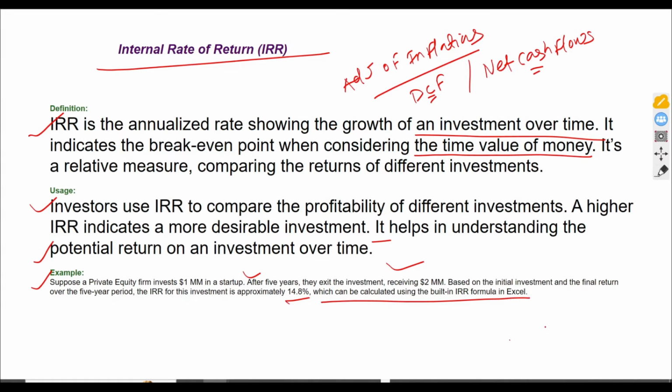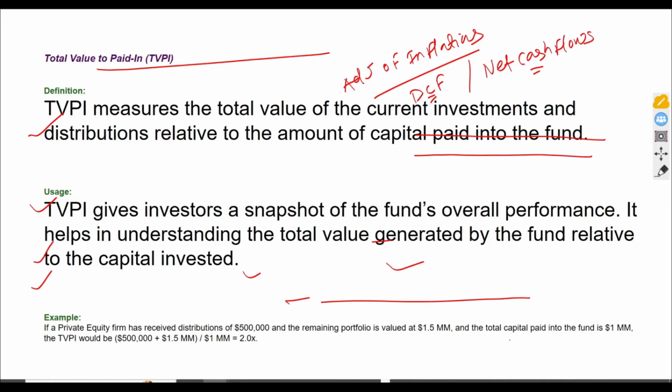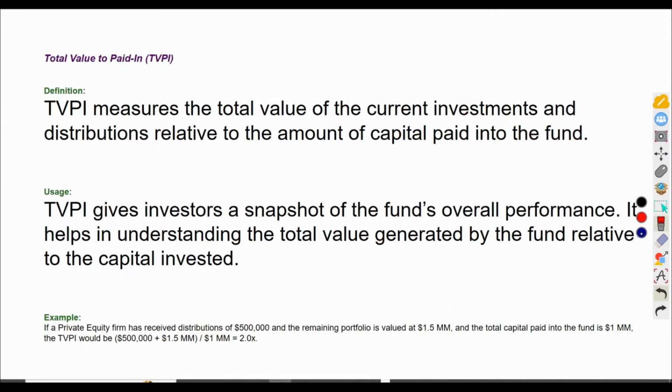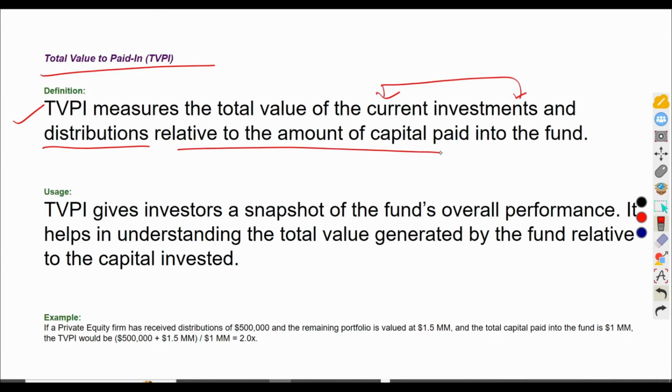So the next one is total value to paid in. What does total value to paid in mean? This TVPI measures the total value of the current investments and distributions. Here we are talking about current investments and distributions relative to the amount of capital paid into the fund.